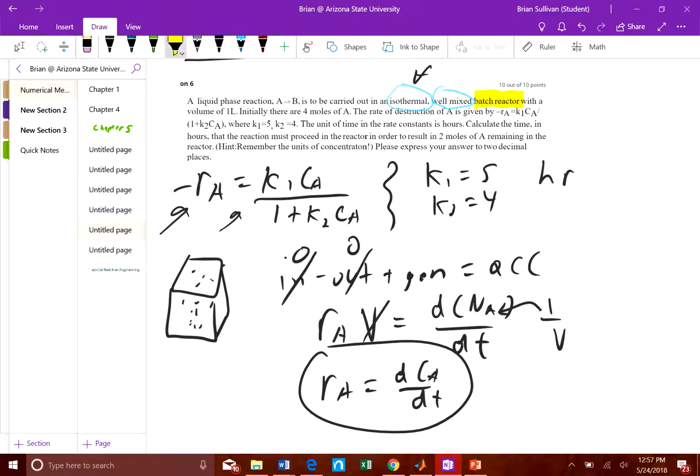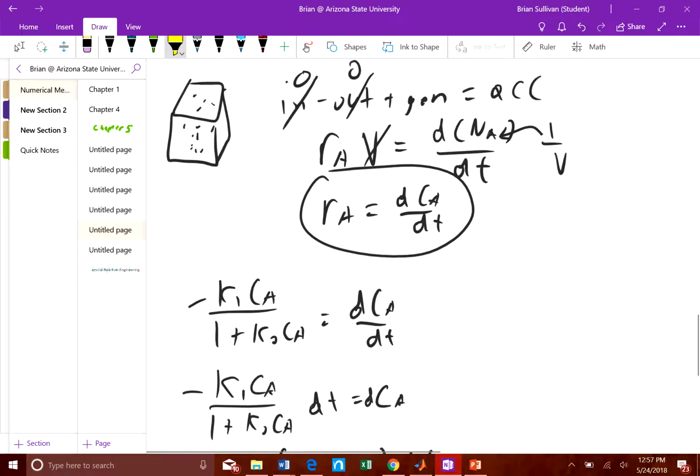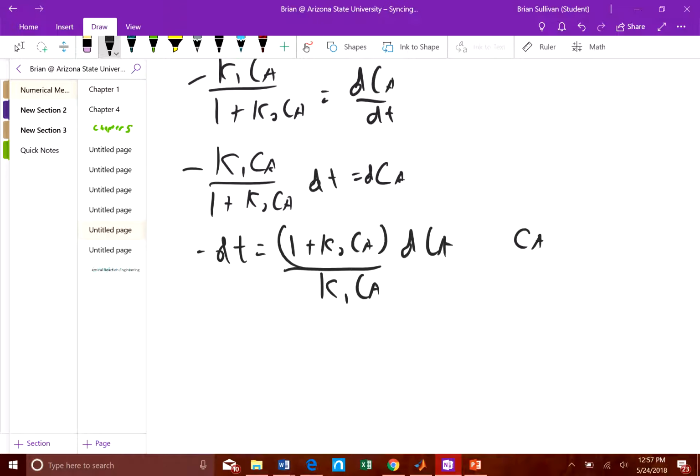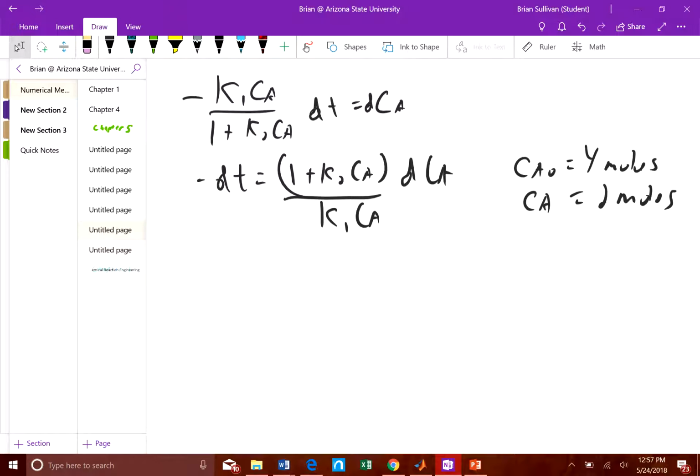So I'll use the highlighter. You want a result in 2 moles, so that's your final. Right? So what's your initial? Initially, there are 4 moles of A. Okay? 4 and 2. That's basically what it is. So then we could say C_A0 is equal to 4 moles. Then we could say C_A at some other time later is equal to 2 moles. Okay, we're good. We can do integration at this point.